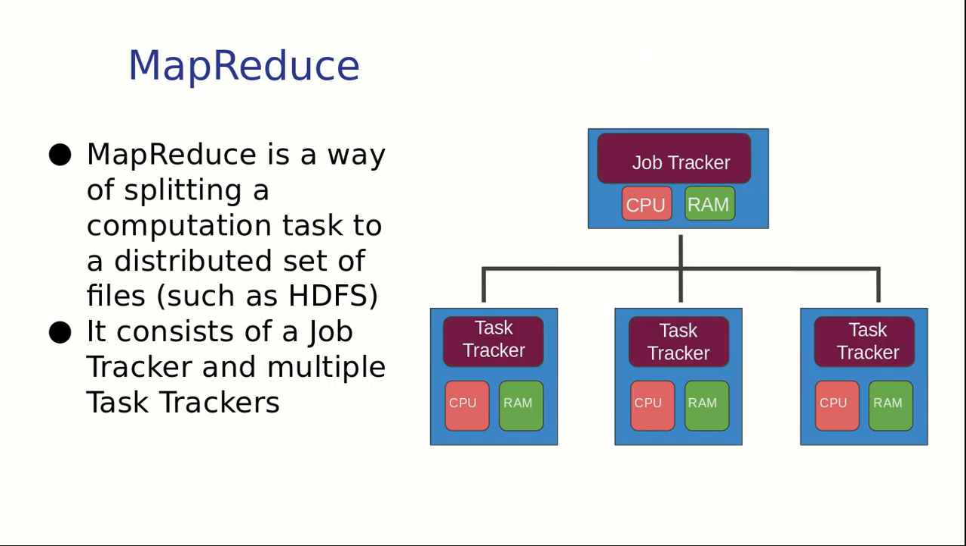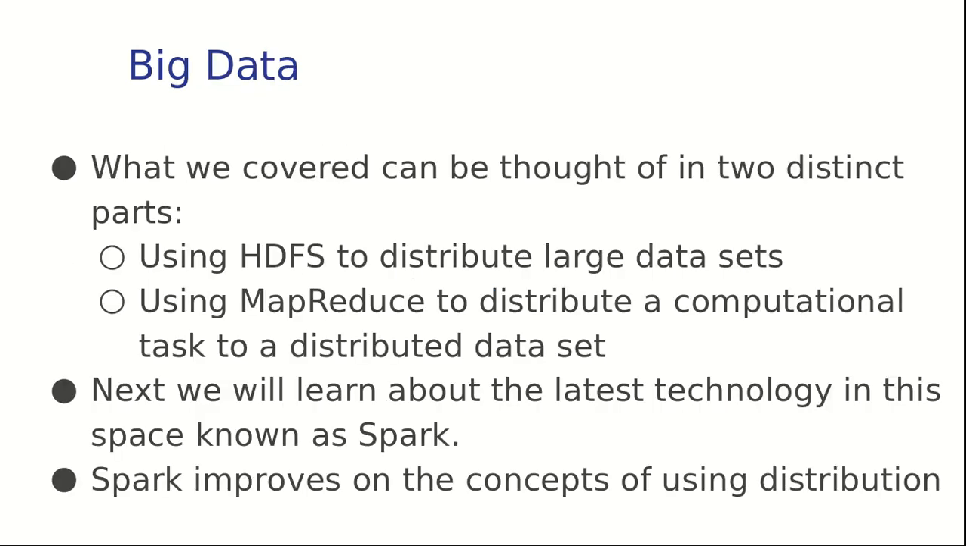MapReduce is a computation engine that comes with Hadoop. Map is a way of splitting computation tasks across a distributed set of files. It consists of a job tracker and multiple task trackers. So it's just MapReduce, the processing engine of the Hadoop ecosystem.